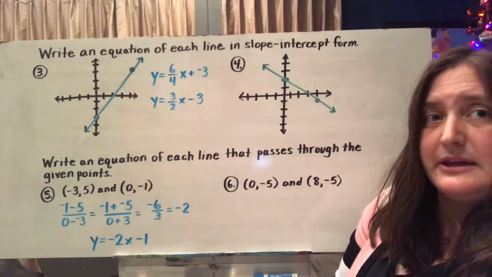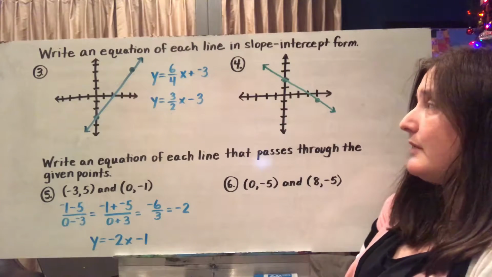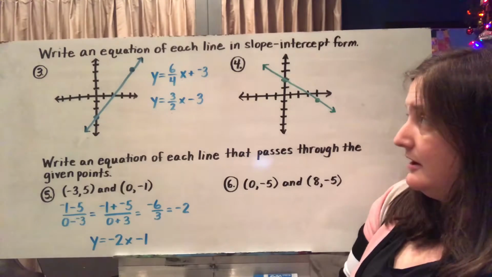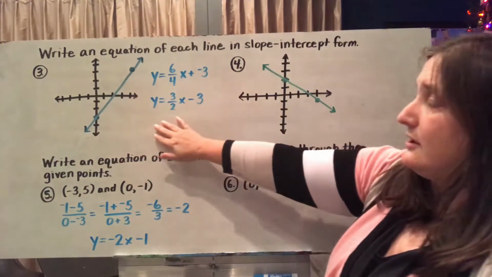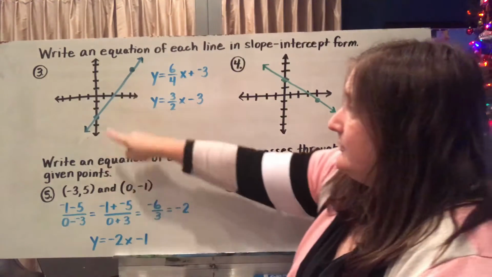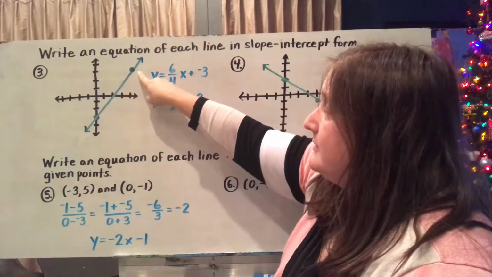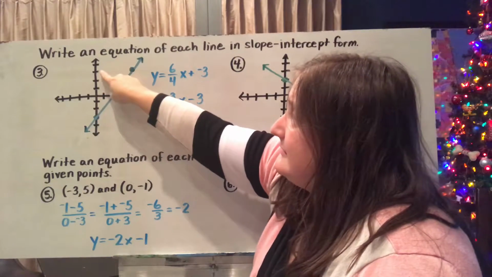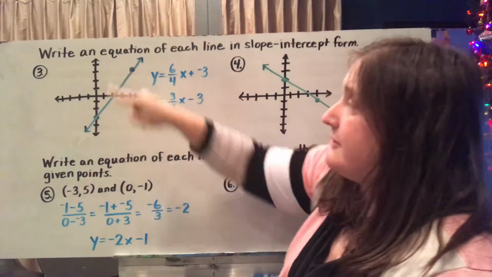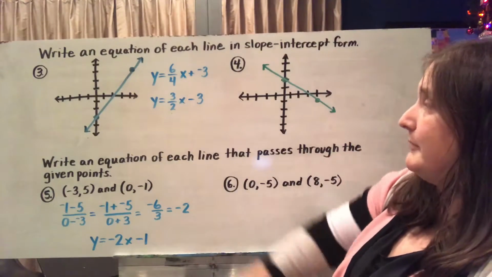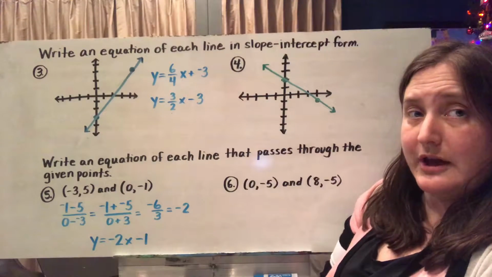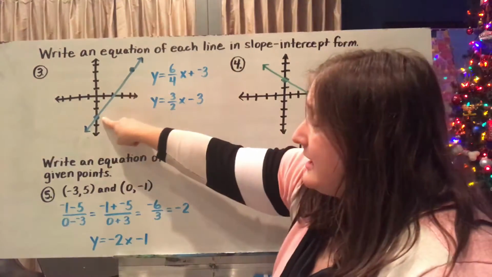Now sometimes we're going to be given a graph. When we have a graph, we're going to have to figure out the slope and the y-intercept from looking at our graph. So I've already done this one. Let's take a look at this one together. So my slope is my rise over run. So in this case, to get from this point to this one, I'm rising up 6 and I'm doing a run of 4. So it's up 6 and to the right 4 to get to that next point. So my slope is 6 over 4. The y-intercept, or where the line crosses the y-axis, is right here at -3.